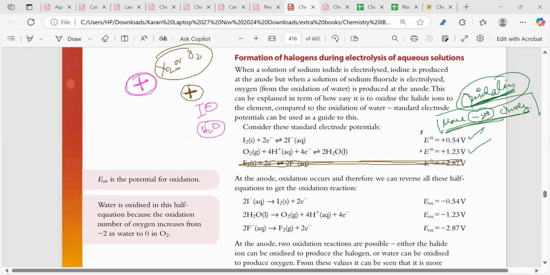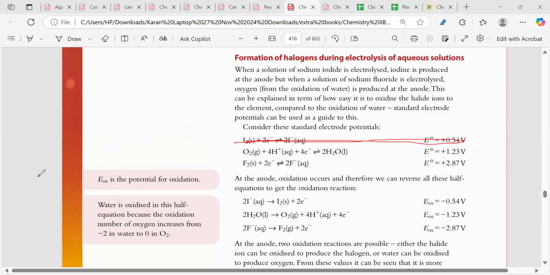I2 plus 2e minus, and this stays back. So what is happening in the anode? Oxidation. So to flip this reaction, this becomes 2I minus gives I2 plus 2e minus, and the potential becomes minus 0.54. Very good. Is it clear? What is the product?